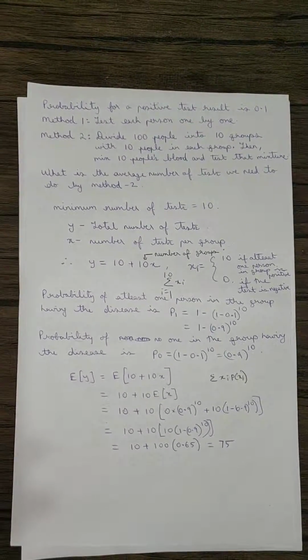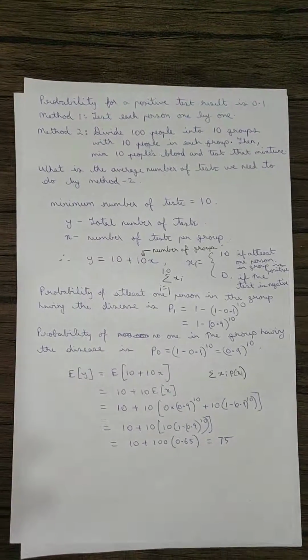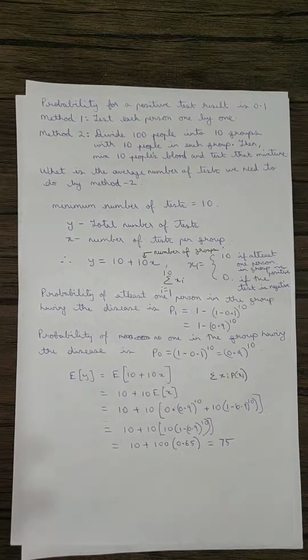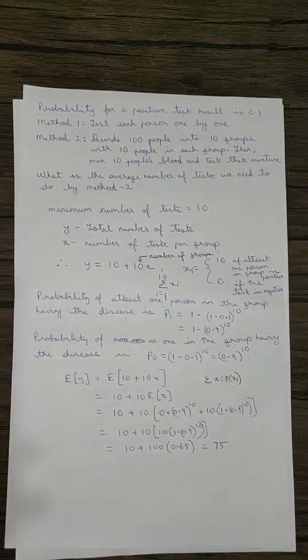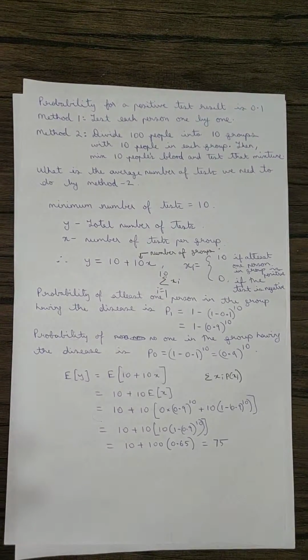This is the solution for question 5, homework 1. In the question, we are given that there are 100 people who are waiting for the results of a blood test for some rare disease. The probability of a person having the disease is 0.1.